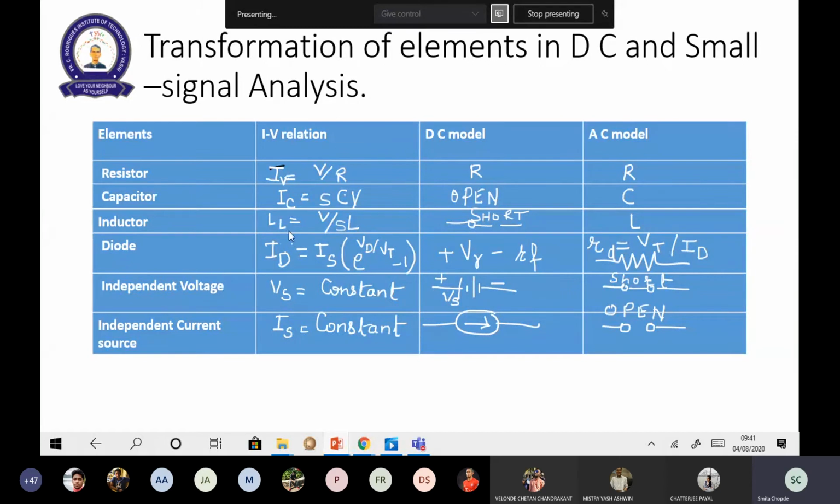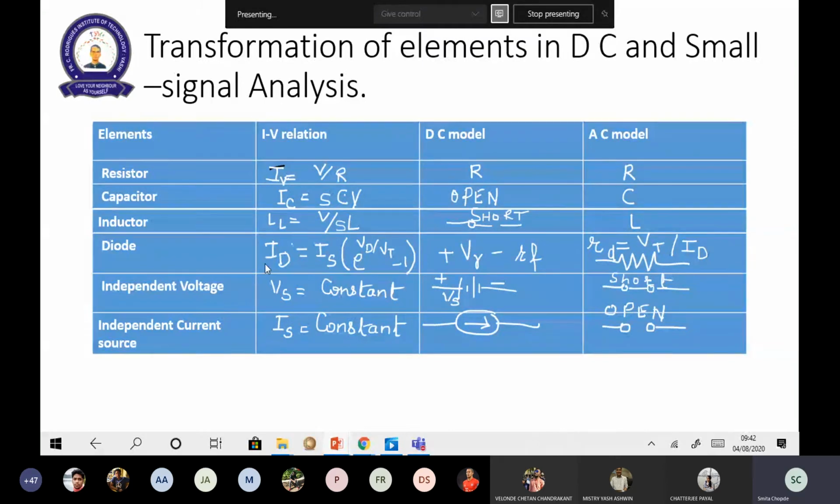Then the inductor: its relation with voltage is 1 upon SL, where this SL parameter is nothing but its impedance, or susceptance, so called. So this should be IL. There is some error correction over here. So IL is equal to V upon SL, which works as a short circuit in the DC model. This should have been totally closed here. There should have been a bubble over here. So short, and in the AC model it is working as an inductor.